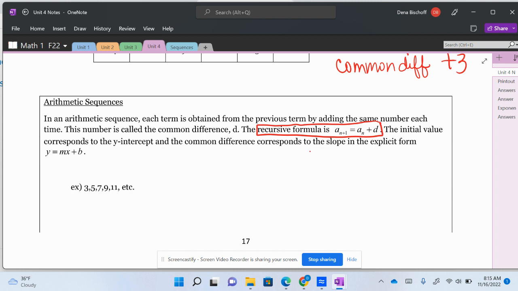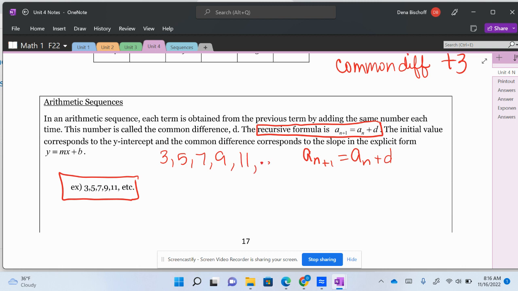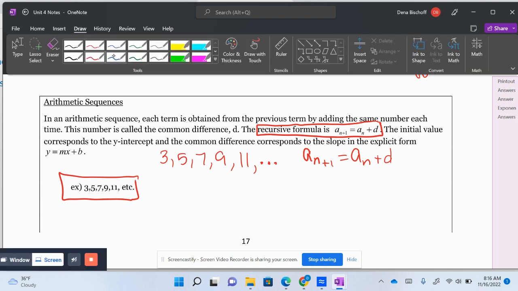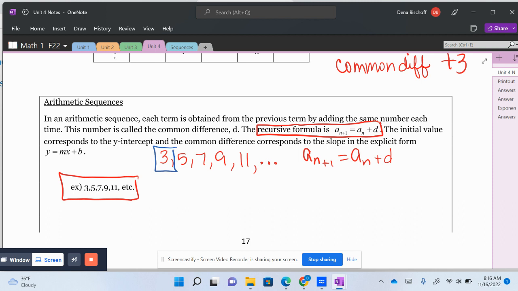Let me explain to you what this means. A sub n plus 1 equals a sub n plus d. We're going to look at this sequence right here. So this is just a set of numbers, 3, 5, 7, 9, 11, and then typically they're represented by dot, dot, dot instead of the words etc. The first term in my sequence represents a sub 1. That's the first term in the sequence. So the 7 would be a sub 3 because it's the third term. Does that make sense? Yes or no?